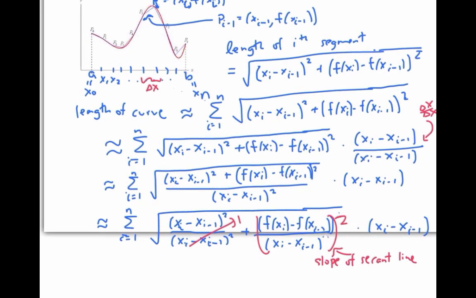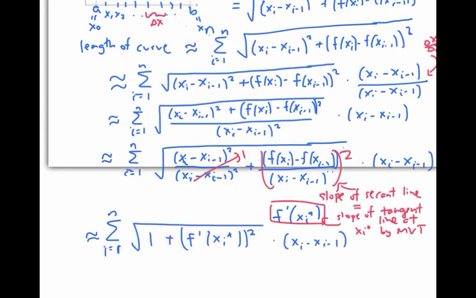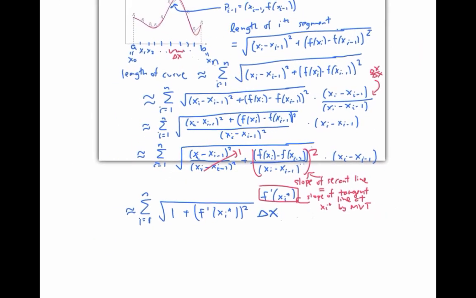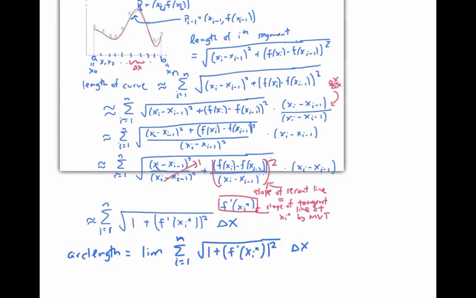In fact, you might recall that the mean value theorem says that the slope of the secant line is actually exactly equal to the slope of a tangent line for some point, I'll call it x i star, in that interval. So I'll rewrite my expression for the approximate length of the curve. And since x i minus x i minus 1 can be written as delta x, I have a Riemann sum here. So if I want to find the exact arc length, I just need to take the limit of this Riemann sum. This is the limit as the number of intervals goes to infinity.